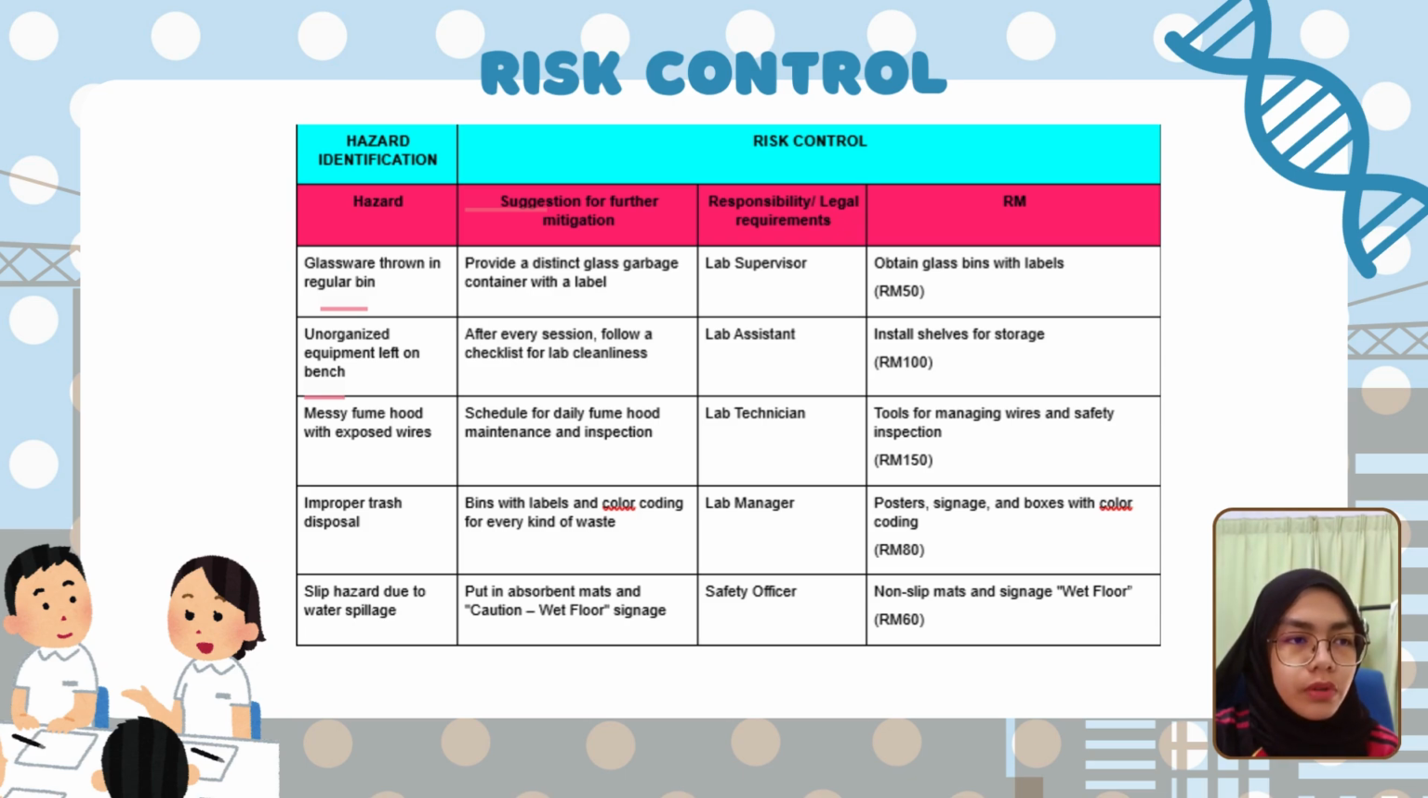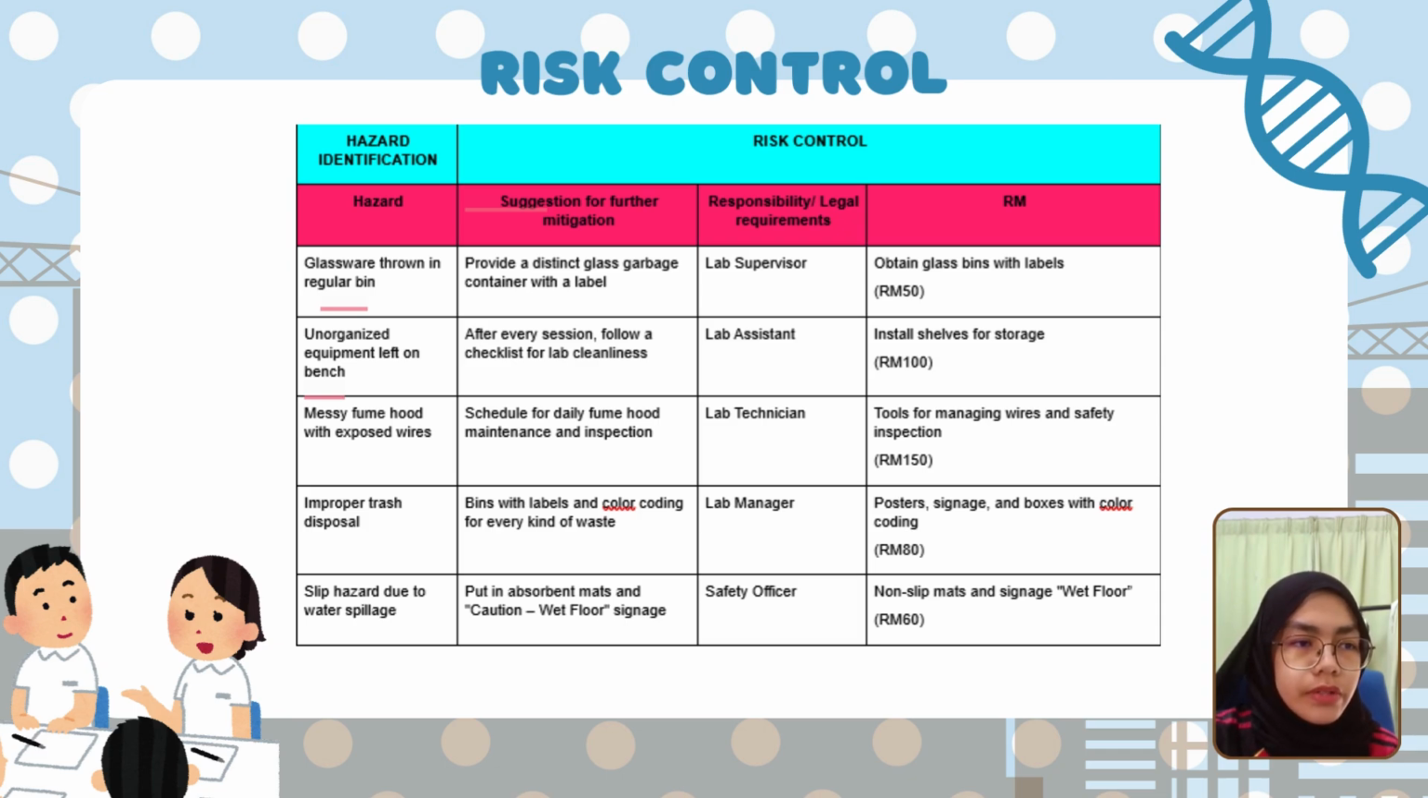For the hazard of improper trash disposal, appropriate engineering and administrative control are necessary. Bins with clear labels and color coding should be provided in the lab so that glass, chemical, biological and general waste are kept apart.